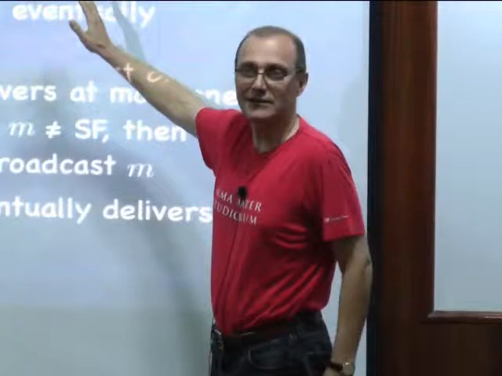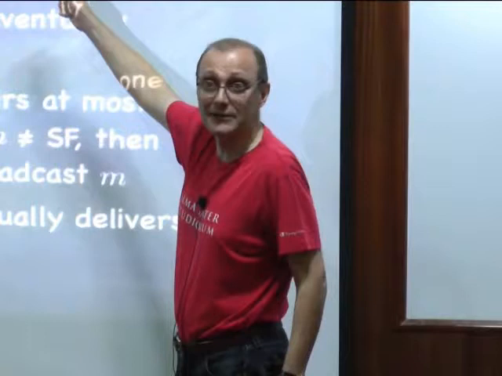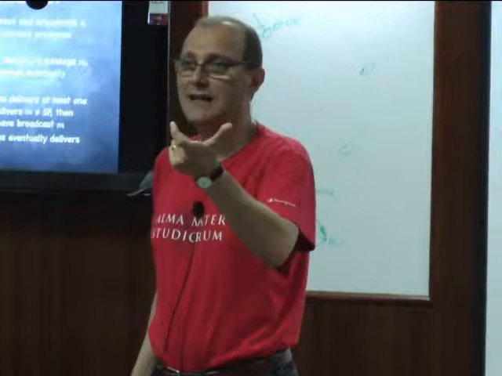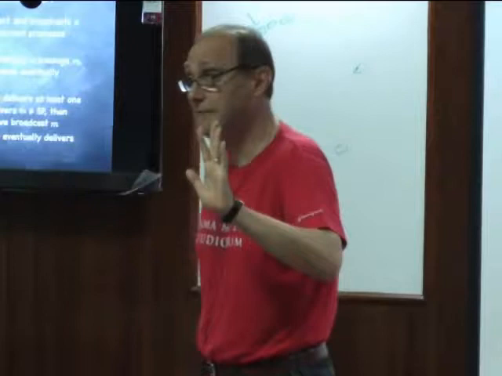So the goal here is that if a correct process delivers a message, all correct processes should deliver the message. And if the sender is correct, the message being delivered should be the message from the sender. Otherwise, if the sender is faulty, if you are correct, you have the freedom to deliver some token that here is called SF, for sender faulty. But it had better be the case that everybody who's correct does the same thing. So if some correct process delivers sender faulty, everybody correct ought to deliver sender faulty. Okay? Yes.